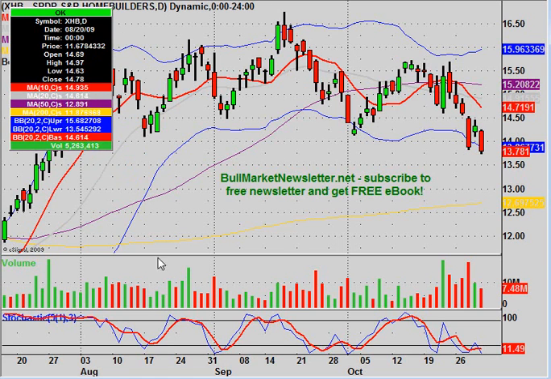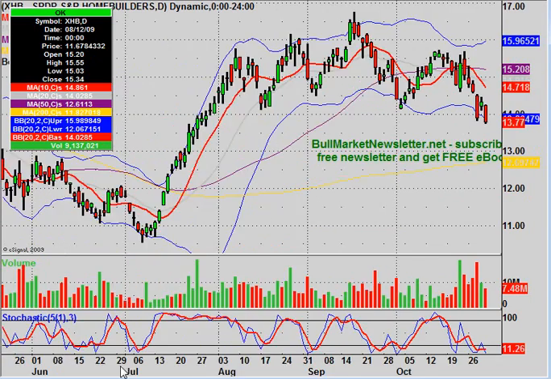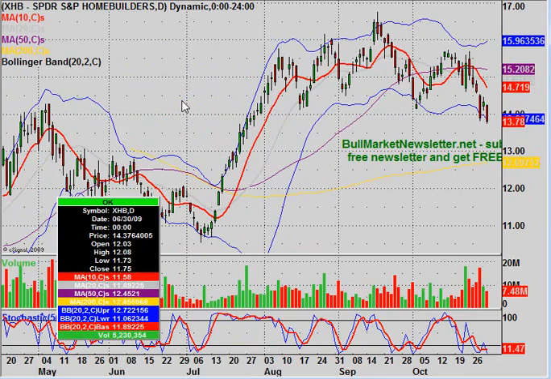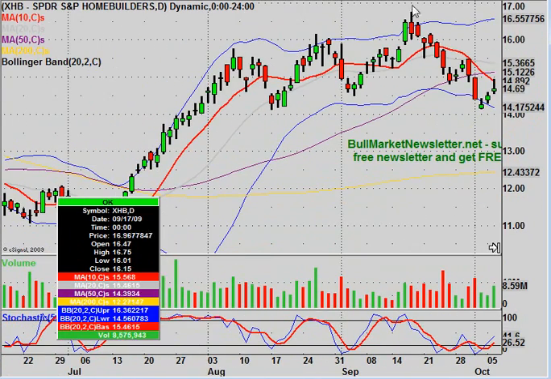I know a lot of people think it's all about the financials, but I think the reason the financials got bad was because of housing. So let's just dig into this. Last time I did this chart, I was talking about how it was in a downtrend here. So I had drawn a downtrend line like that.